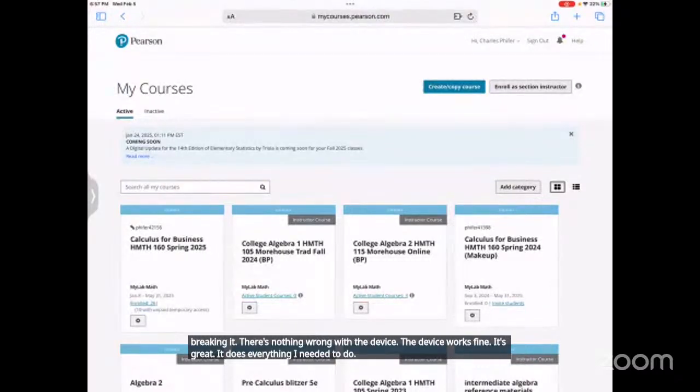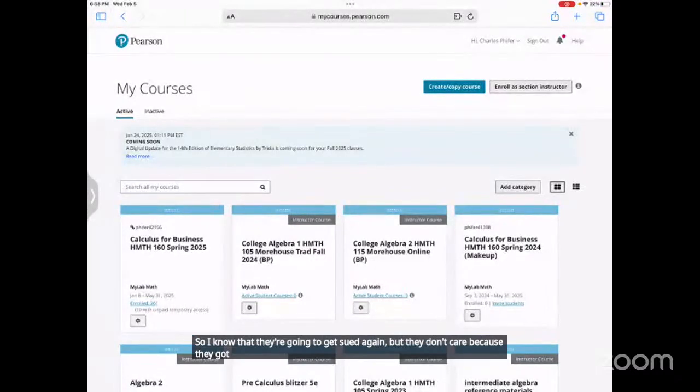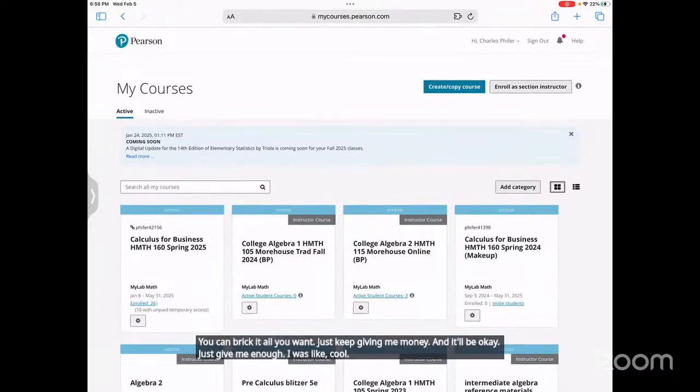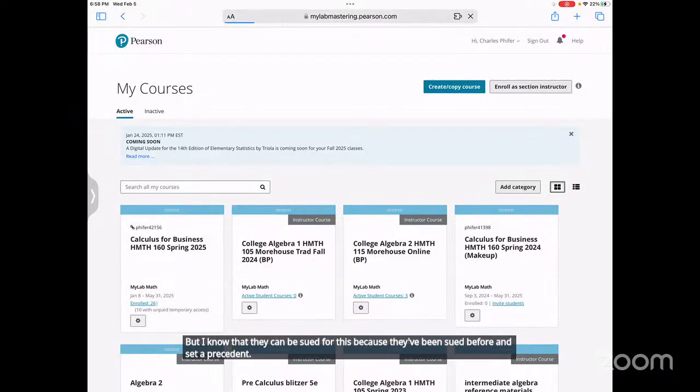But you know that Apple has been sued for this type of behavior before. So I know that they're going to get sued again, but they don't care because they have so much money. And I was like, as long as they give me some money, like not some money, but good money, you can brick it all you want. Just keep giving me money, and it'll be okay. Just give me enough. And I was like, cool. But it's not okay. It's really wrong. But anyway, I know that they can be sued for this because they've been sued before. It set a precedent, and they don't care because they have so much money.